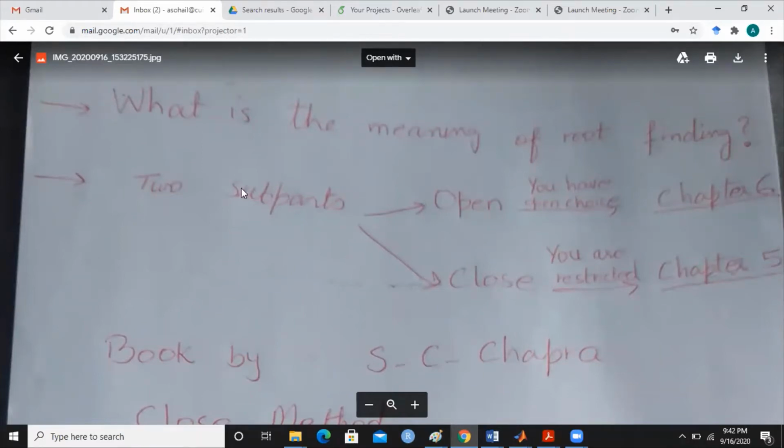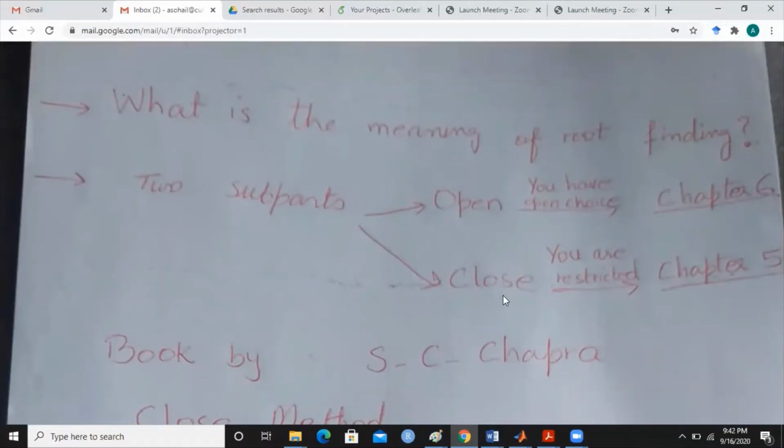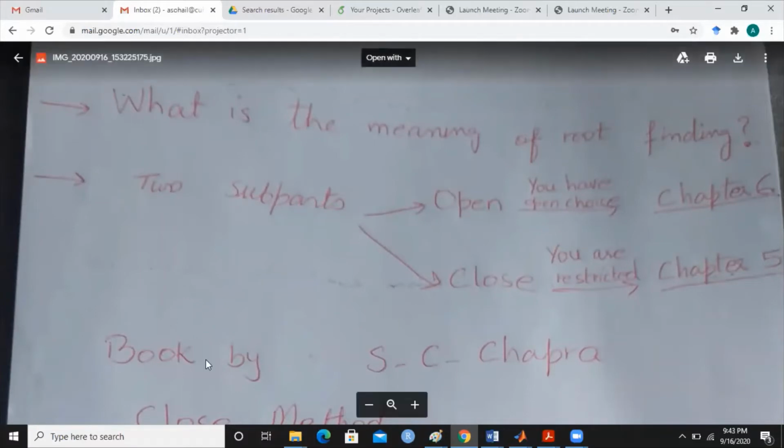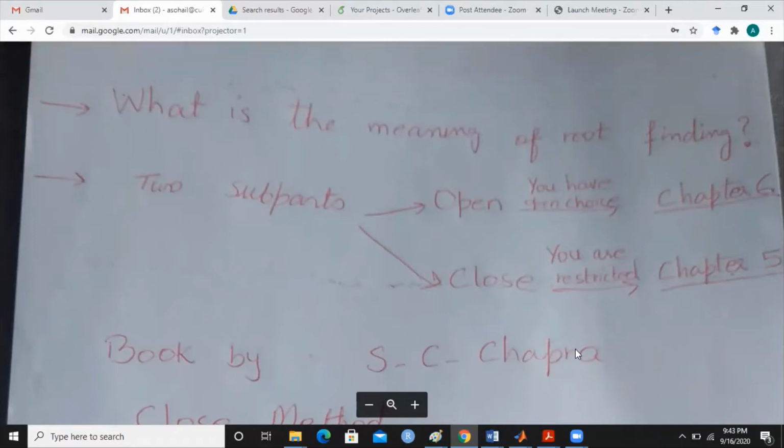There are two types of root finding methods: open methods and closed methods. We will follow the book by Stephen C. Chapra: for the closed methods, chapter 5, and for the open methods, chapter number 6.